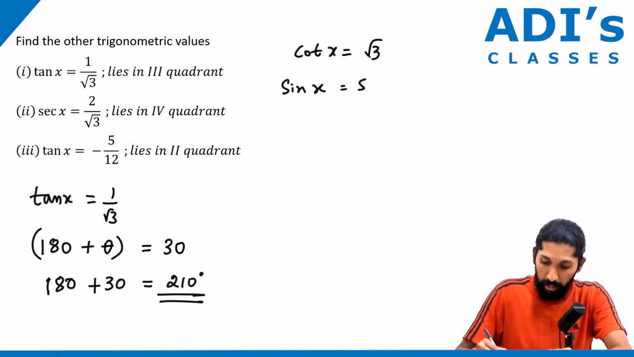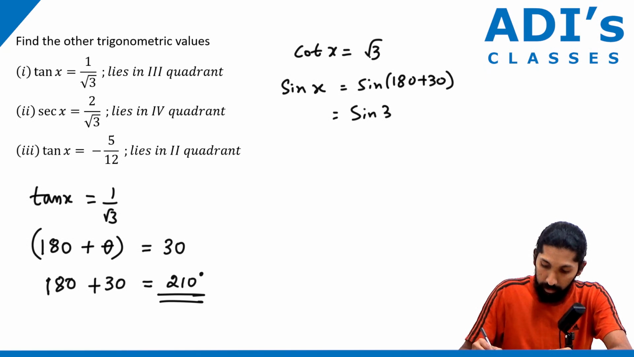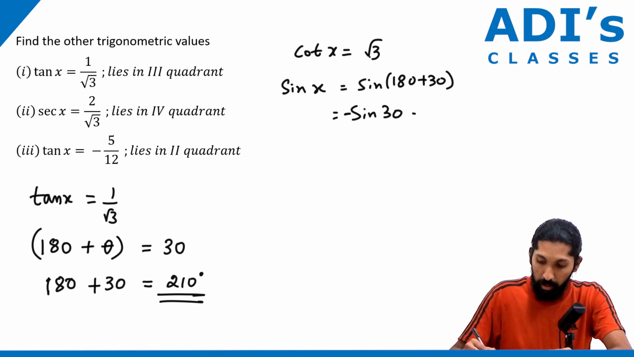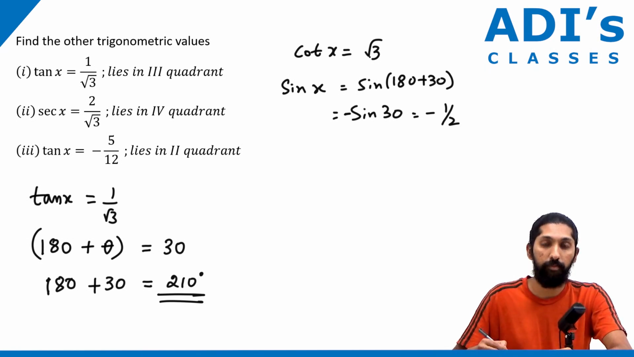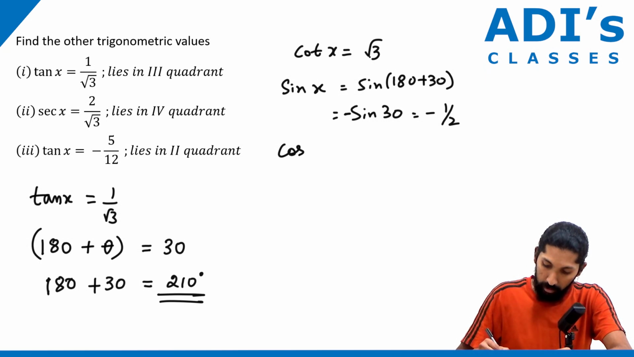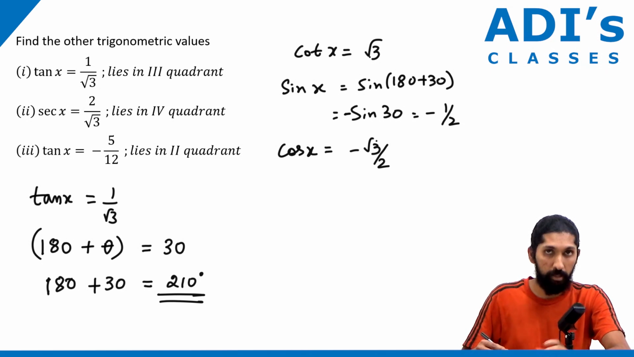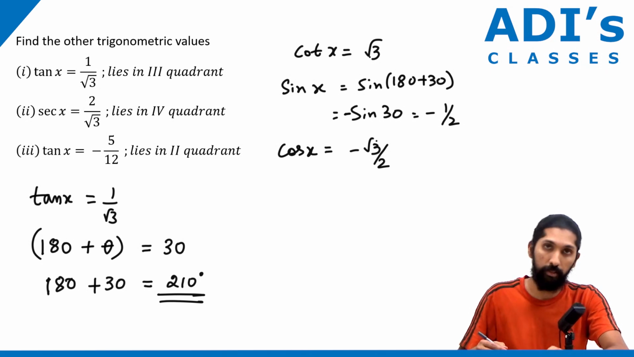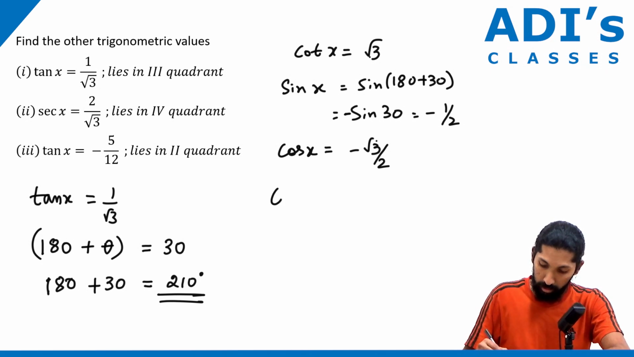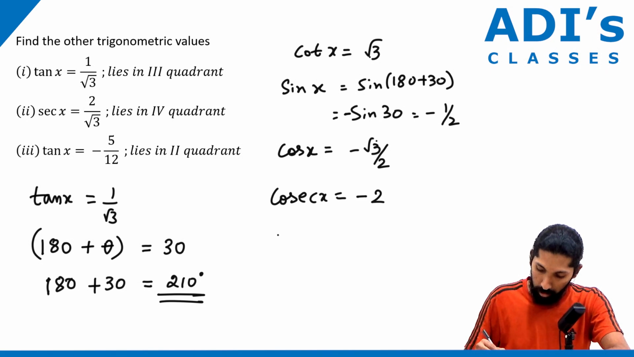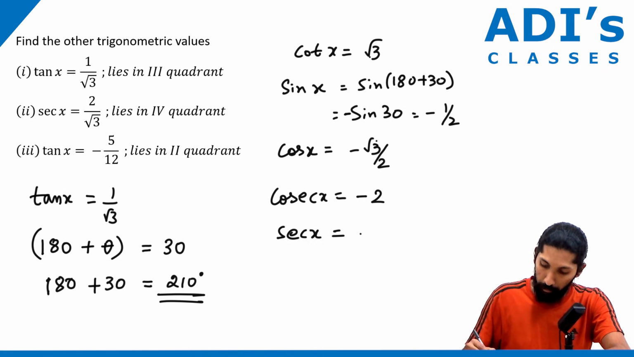Sin x is what? Sin of 180 plus 30, which is just sin 30 with a negative sign, minus half. Same way, cos x is going to become minus root 3 by 2, which I think you guys will understand why we are doing this. Next, cosecant x will become minus 2. Secant x is going to become minus 2 by root 3.